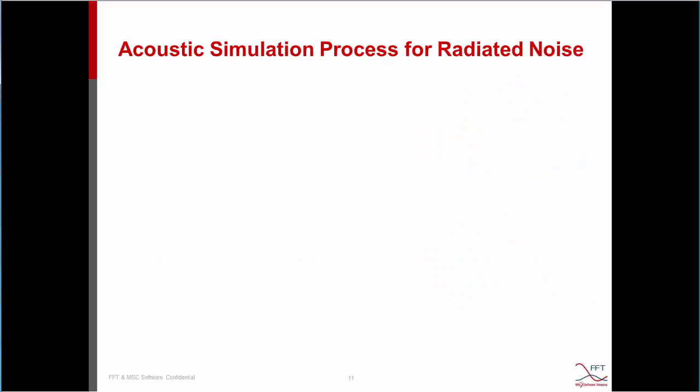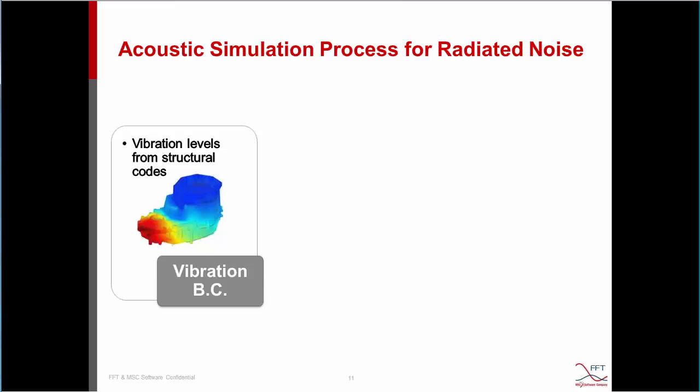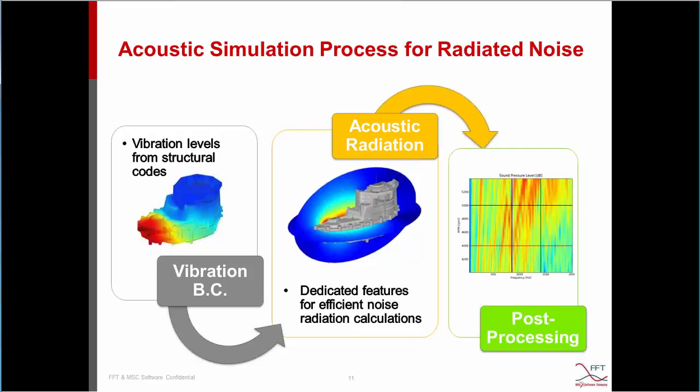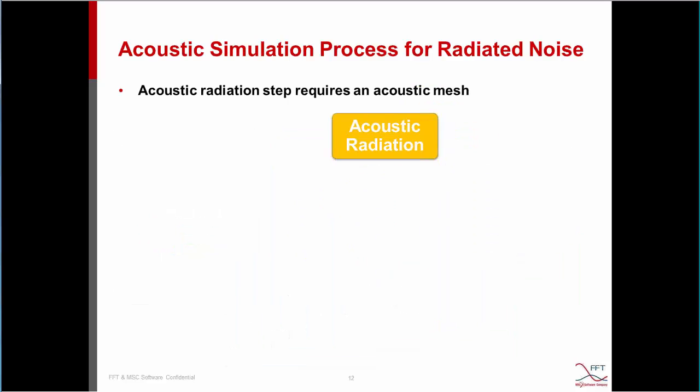So let's have a look at the simulation process for studying radiation noise in Actran. First, you need some vibration levels that are computed by a structural code. You input this vibration to the Actran radiation calculation, and this calculation will give you results that you can post-process in order to improve your design. So this acoustic radiation requires an input, the vibration of the structure, and also a second item, which is the acoustic mesh.